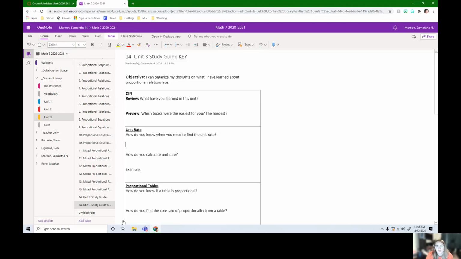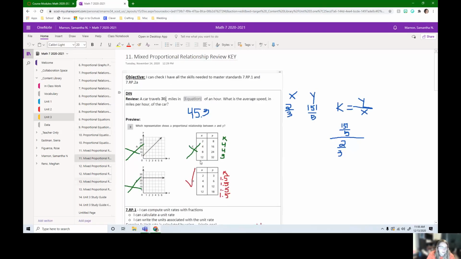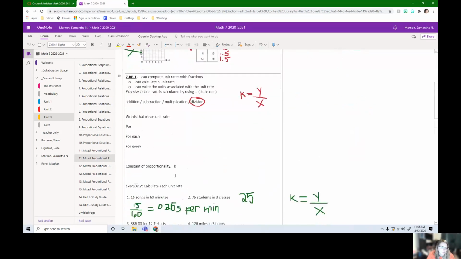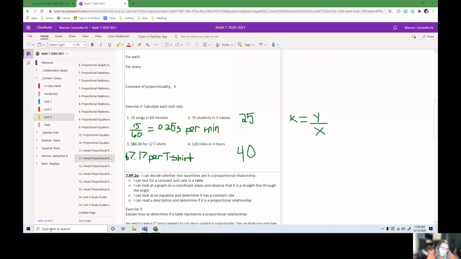How do you know when you need to find it? I would think about the words we wrote about to use. Then, how do you calculate unit rate? And then you're going to post an example. We also did this under page 11, 7RP1, if you wanted an example.